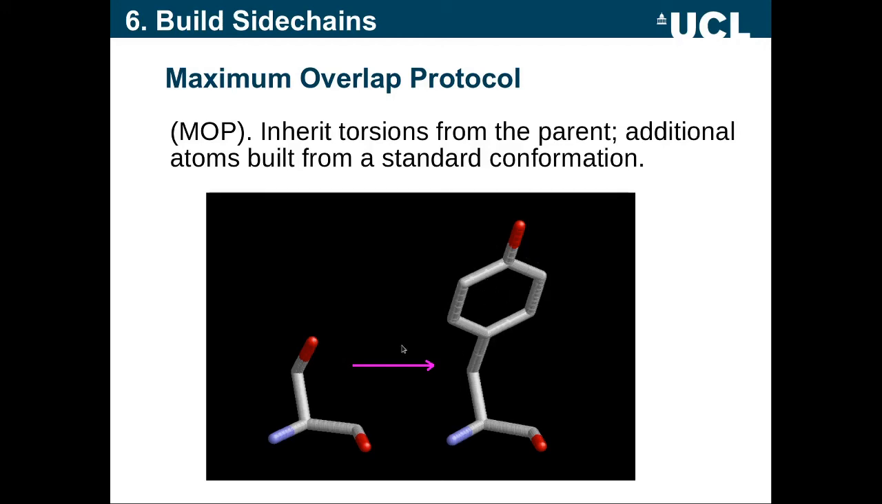If we were going the other way, so we were mutating from a tyrosine to a serine, we would simply cut off the extra atoms and change this from being a carbon to being an oxygen.